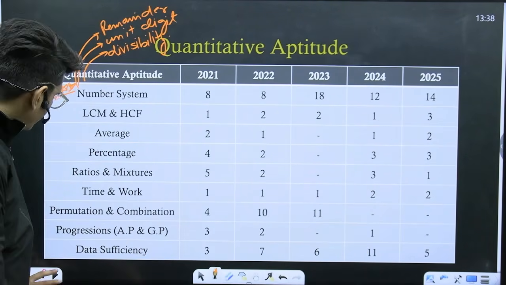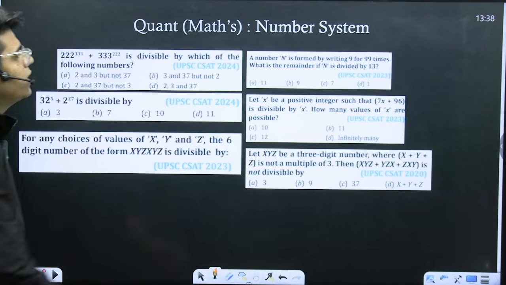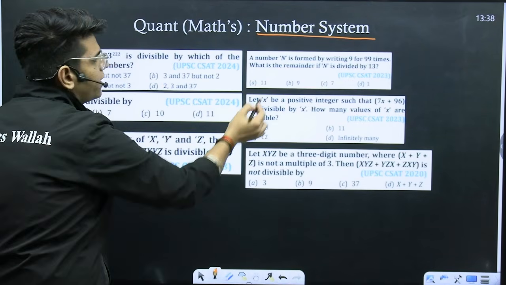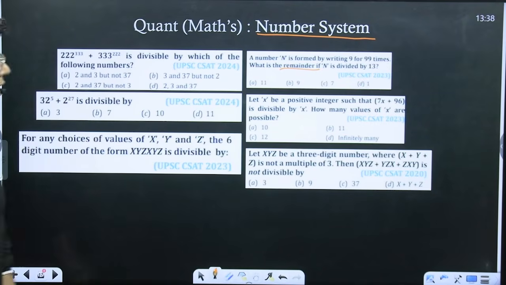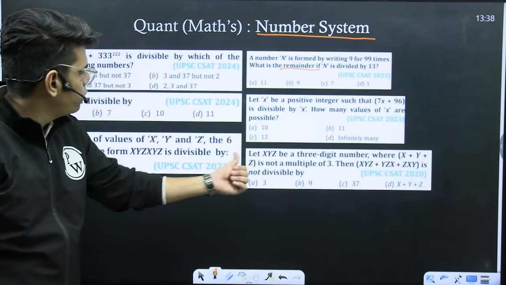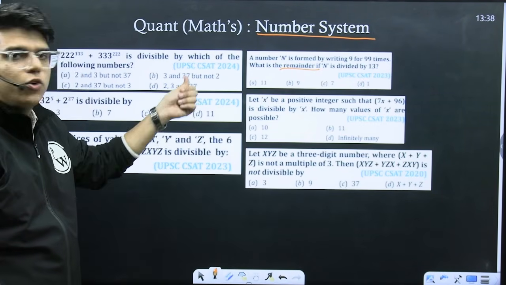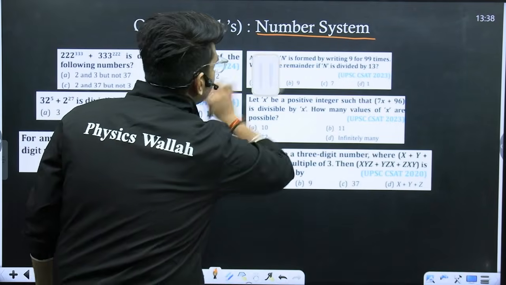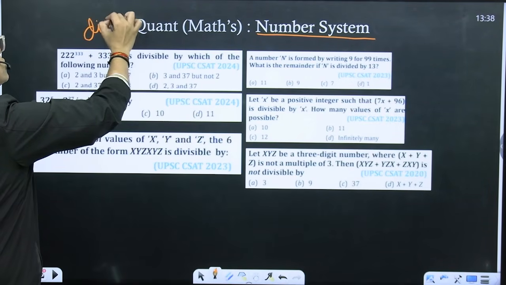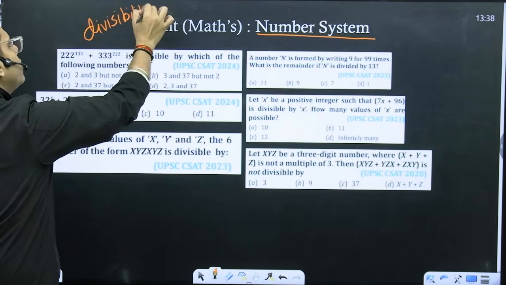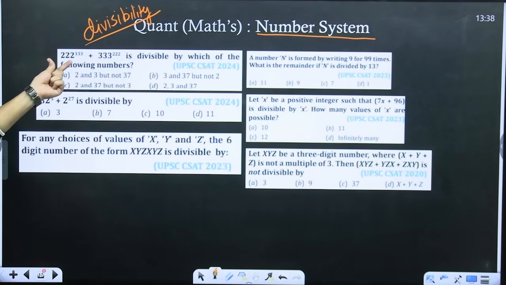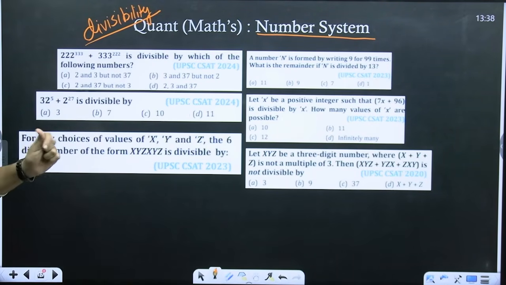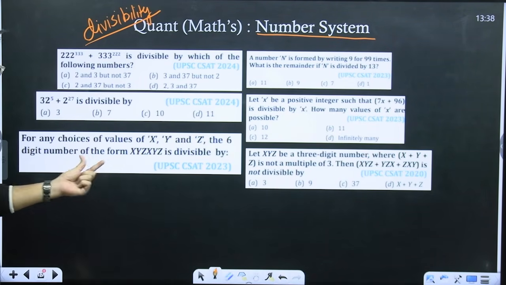Let's now see questions. Okay, so in number system, if you see remainder questions, every year you are getting a remainder question, almost 22, 23, 23, 23, 24, 24, right? What is the question? Find the remainder when this is divided by something. This is divisibility. So you are getting questions based on divisibility. How is this number divisible by which of the following numbers? Again, this is divisible by which of the following numbers? For any choice of value of x, y, z, this is divisible by what numbers?